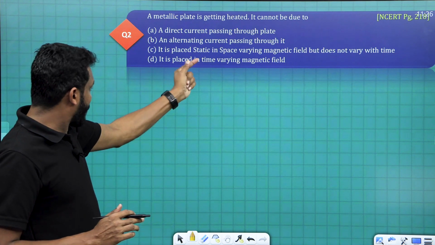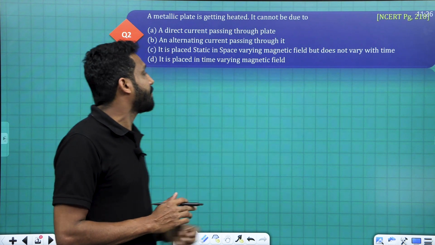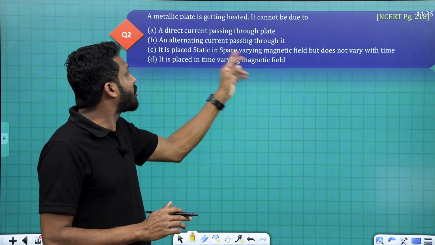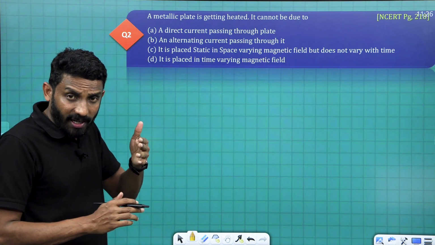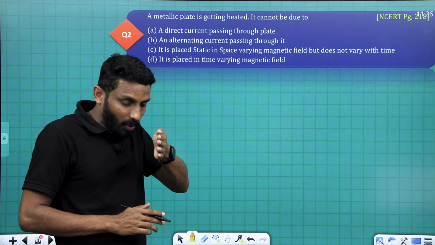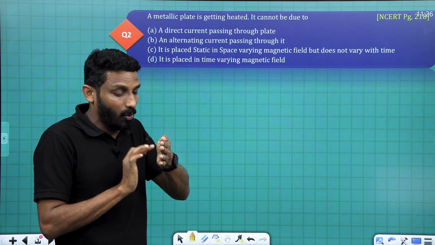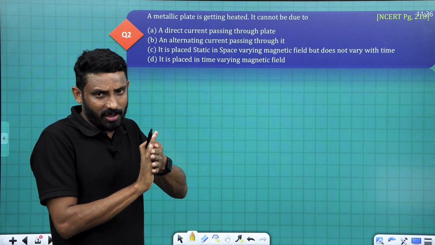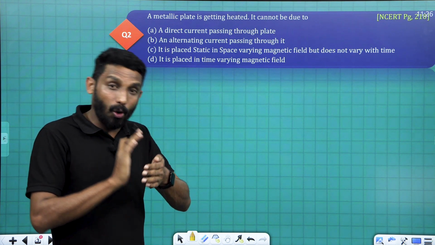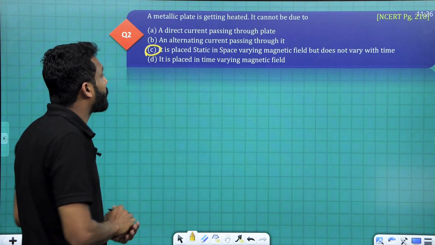It is placed static in space varying magnetic field but does not vary with time. The magnetic field is varying according to space, so the plate is placed at a particular space where the magnetic field is constant. It is not varying according to time. So the magnetic field is constant and the plate is stationary there. Then no EMF is induced, no current will be induced, no heating will be there. So the answer is option C.